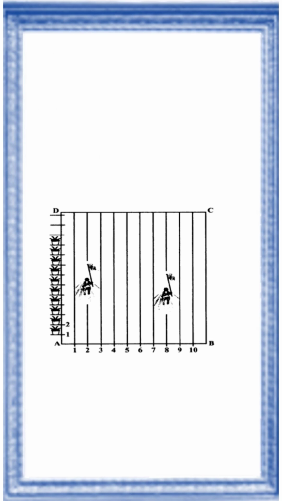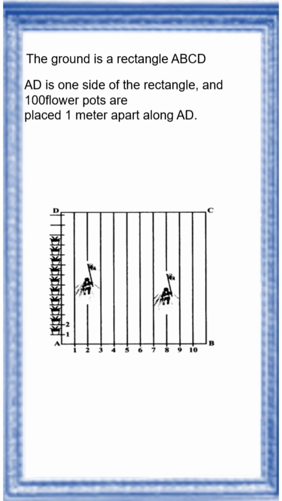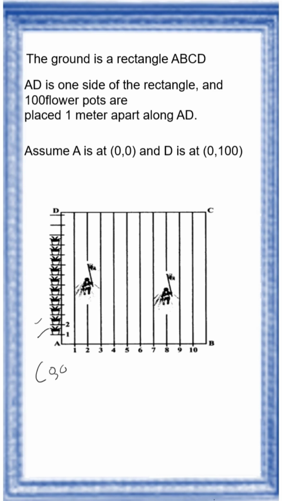Here we have a ground ABCD which is rectangular in shape, and AD is on one side of the rectangle, and 100 flower pots are placed 1 meter apart along AD. Assume A is at 0, 0 and D is at 0, 100. The lines are drawn parallel to AD like this. These are the parallel lines.